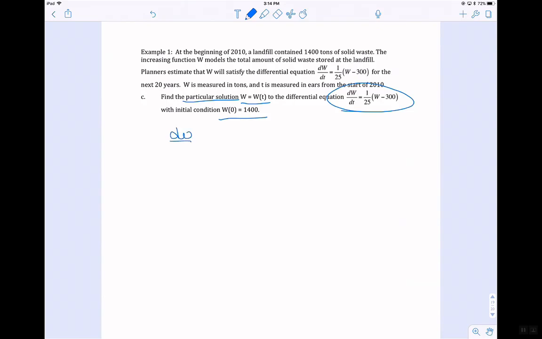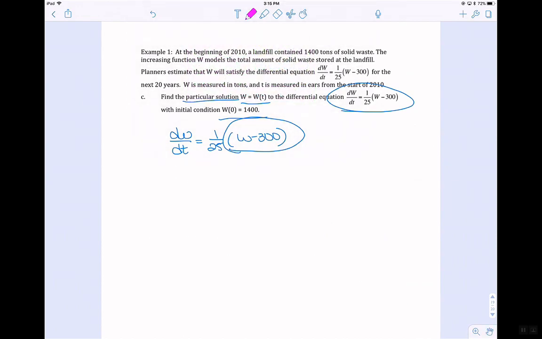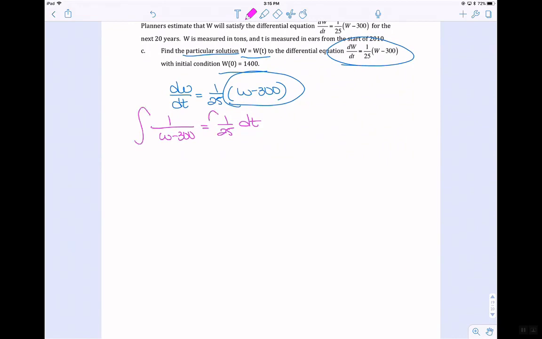So dW/dt being equal to 1/25 (W minus 300) means that I actually have to move my W minus 300 to the left-hand side. So this is 1 over (W minus 300) dW is equal to 1/25 dt. Then you integrate both sides.